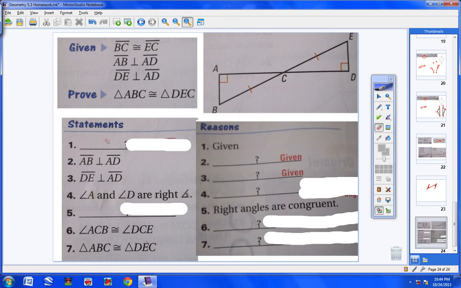Now let's go back up to number 1. Out of all 3 of these givens up here, which one has not been listed yet? Well, this one right here. So I'm sure that's what they put right here. It says given, so I'm sure that's what they put. Yep, they sure did. BC is congruent to EC. Okay? Now, let's take a look at number 4. Number 4, they're saying angles A and D are right angles. Angles A and D.